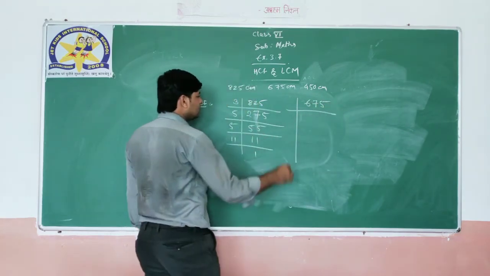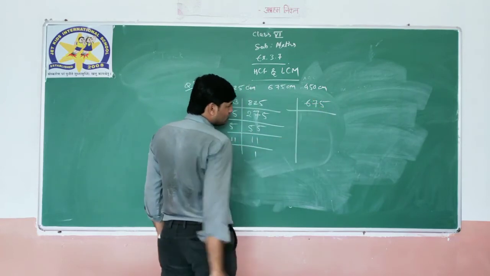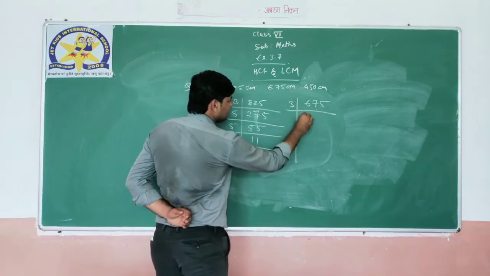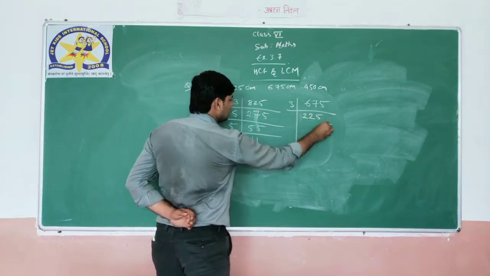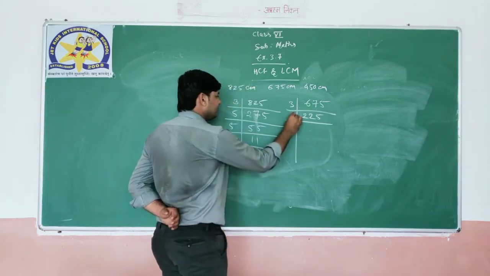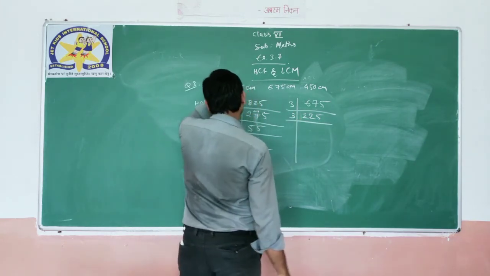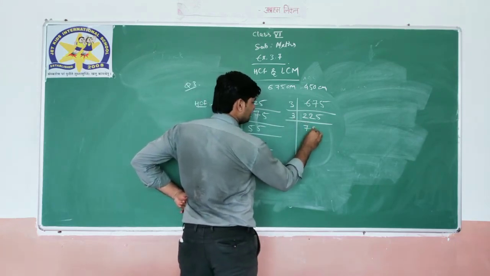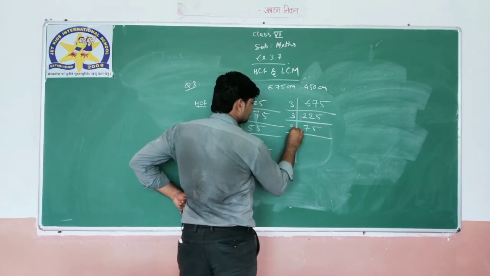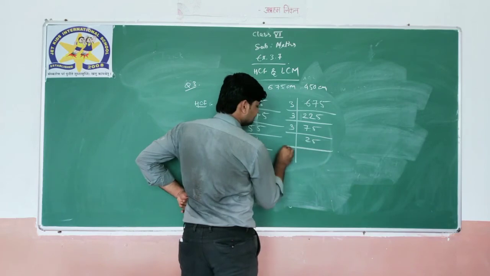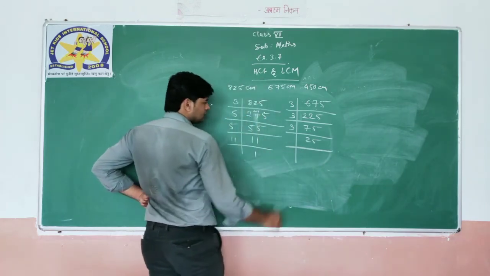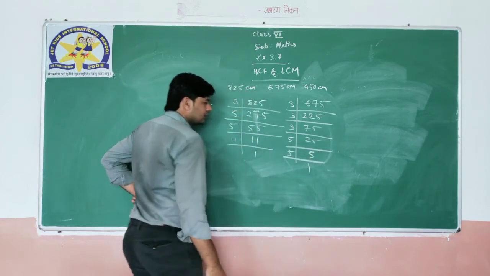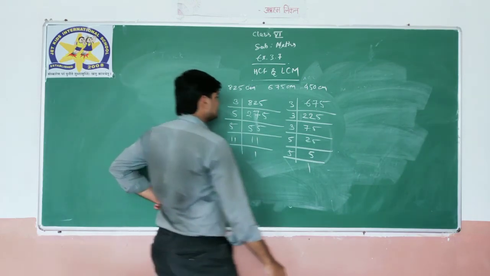Okay, 675. Now, not divisible by 2, you can see, but divisible by 3. 3 2s are 6, 3 5s are 15. Divisible by 3 again, right? Okay, divisible by 3. 3 7s are 21, 3 5s are 15. Then again divisible by 3. Clear? Then 5 multiplied by 5. Clear? Okay, now next.